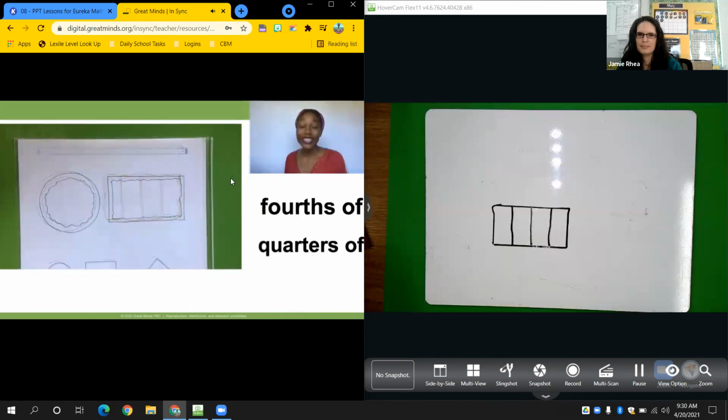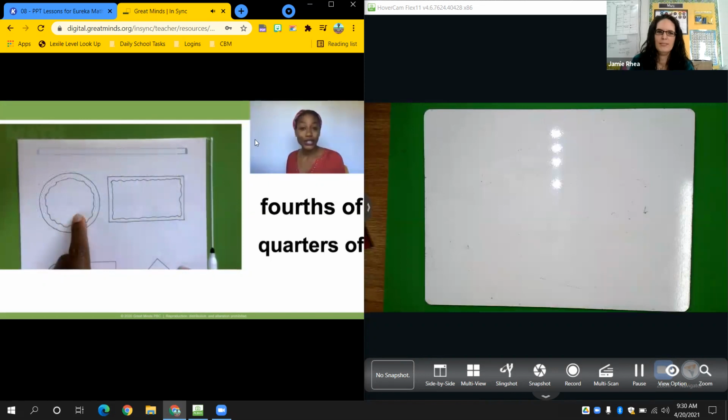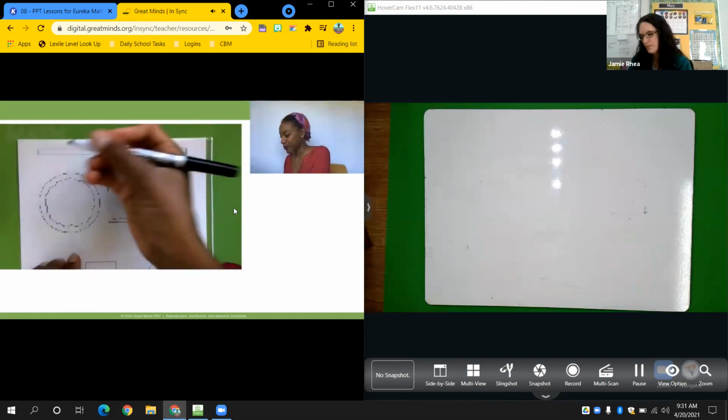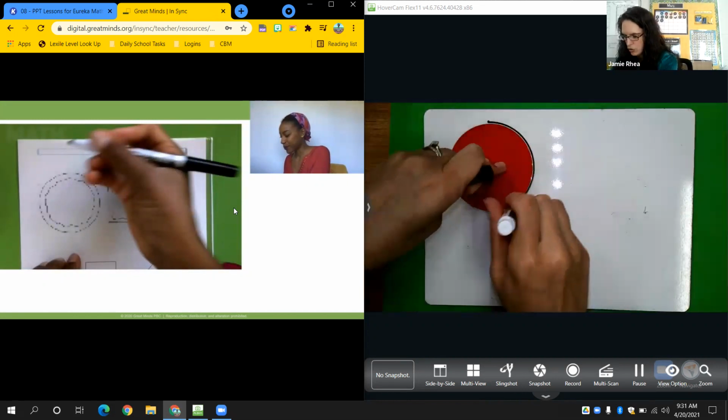Now let's try quarters or fourths of the circle-shaped pizza. Draw lines to show how you could make fourths with cuts. Okay, I'm going to pause, and I'll go behind my secret wall and work while you work. Now I'm going to make a circle. This time I'm going to actually draw it. You can draw a circle too.